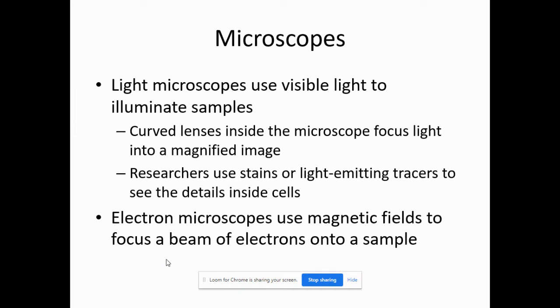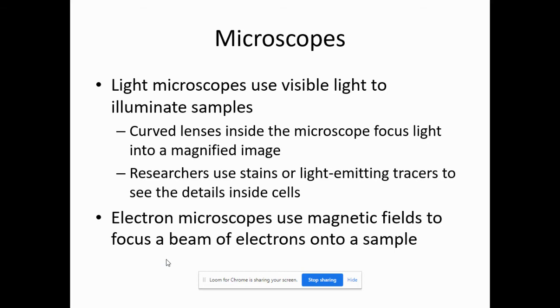There's two basic types of microscopes. There are light microscopes that use visible light to illuminate the samples. And then, so they use a series of lenses, or one lens, to focus light into a magnified image. All right, and then you can use stains or light emitting tracers to see the details inside the cells.